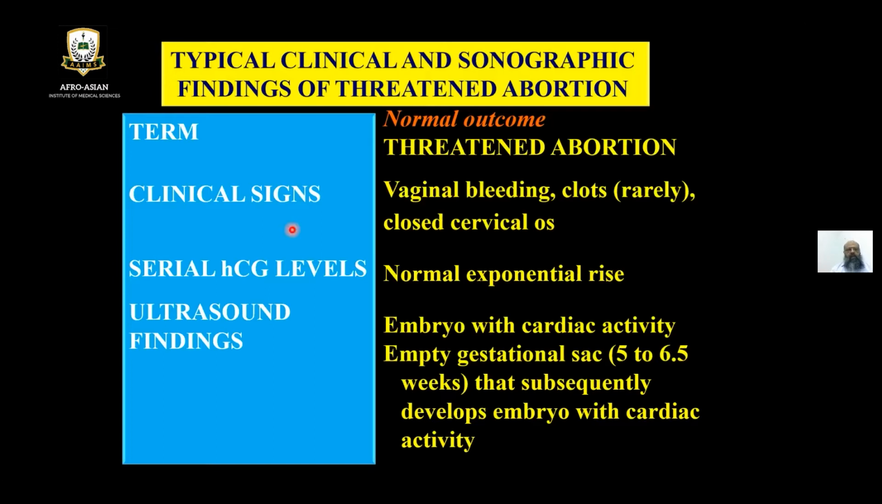And clinically, we usually have vaginal bleeding, clots rarely, closed cervical os. When we do serial beta HCG levels, we can get normal exponential rise. And on ultrasound findings, embryo with cardiac activity, there will be empty gestational sac, 5 to 6.5 weeks, that subsequently develops embryo with cardiac activity.